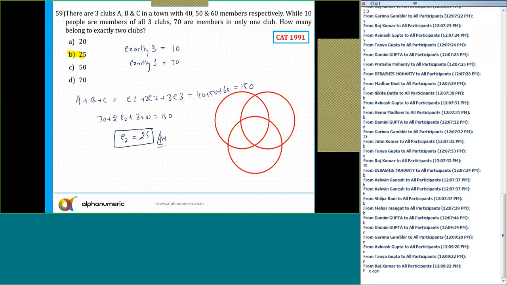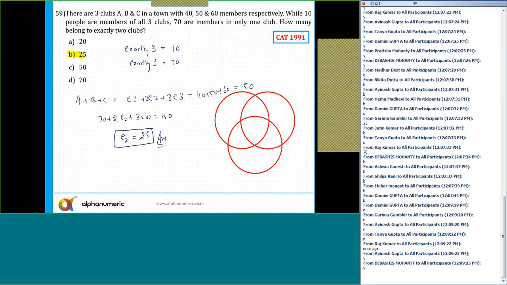Raj, always remember, A union B union C is always equal to the number of people who belong to exactly 1 set, plus the number of people who are part of exactly 2 sets, plus the number of people who are part of exactly 3 sets. But when you add these 3 sets, a repetition will occur. So it equals exactly 1 set plus twice the number of people belonging to 2 sets plus thrice the number of people belonging to 3 sets.